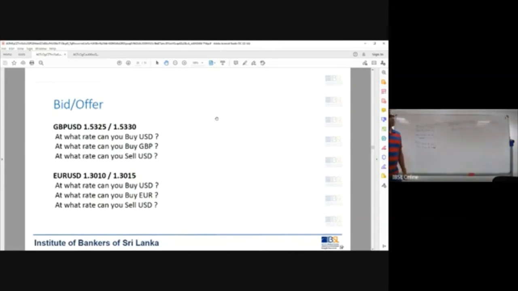What rate can you buy sterling? Buy sterling means you're buying the base at the offer. Buy sterling at 153. Next one, what rate can you sell dollars? If you're selling dollars, you are buying the base currency, buying the base at the offer rate.